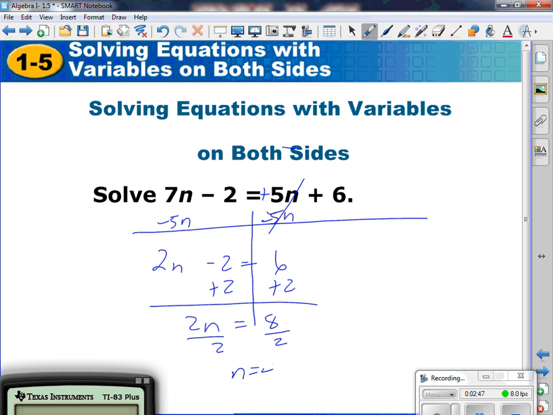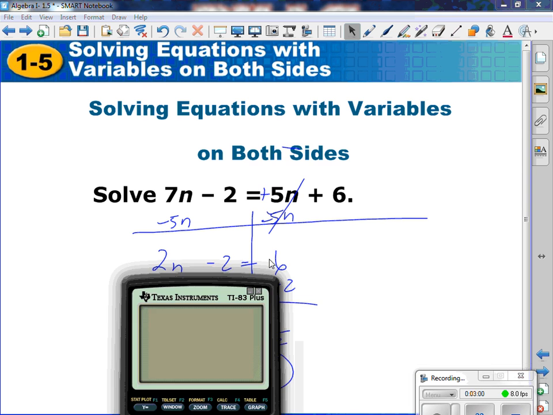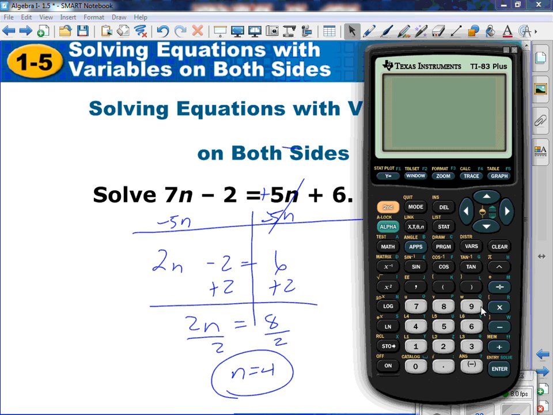N is 4. Now for this problem, we got an answer of 4. We want to double check to make sure I did this correctly. I don't have to write down anything extra. I can do everything in the calculator if I want. 7 times, what's my n? 4 minus 2. 26. Now let's do the other side. 5 times 4 plus 6. These two are equal to each other. Is 26 equal to 26? So I know I did it correctly.